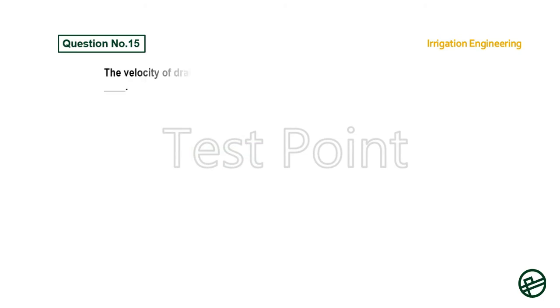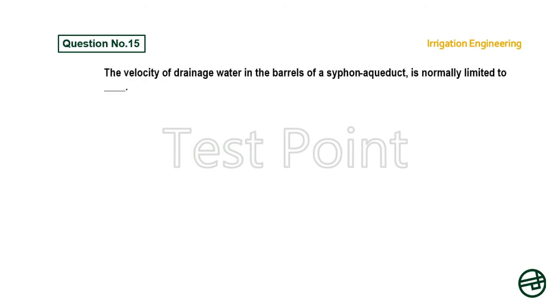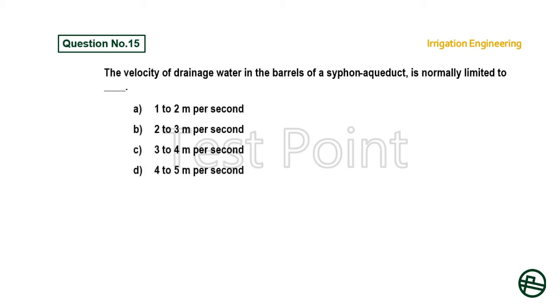Question number 15. The velocity of drainage water in the barrels of a siphon aqueduct is normally limited to: Option A, 1 to 2 meters per second. Option B, 2 to 3 meters per second. Option C, 3 to 4 meters per second. Option D, 4 to 5 meters per second. Answer is option B, 2 to 3 meters per second.